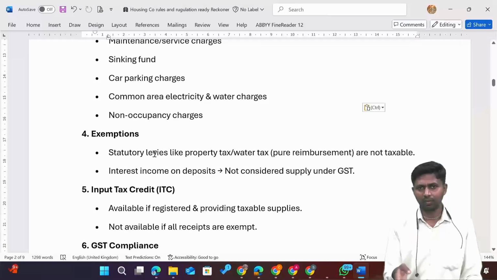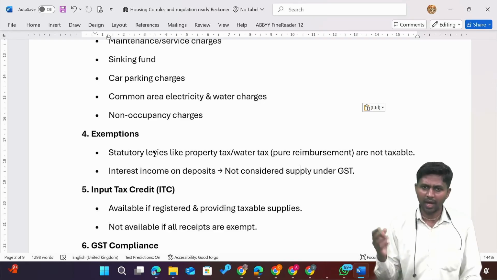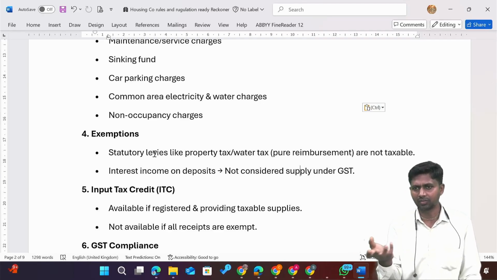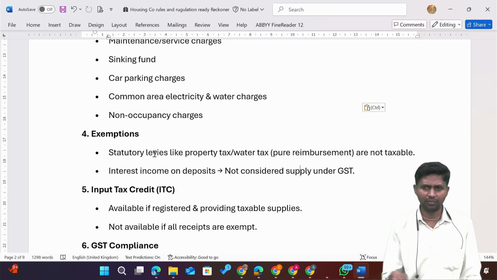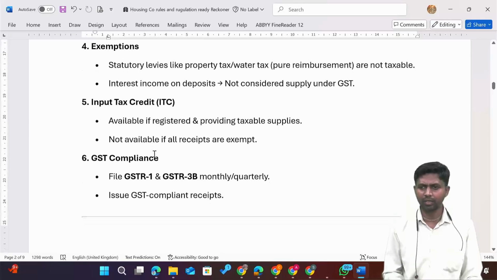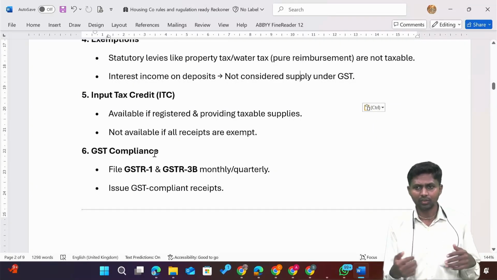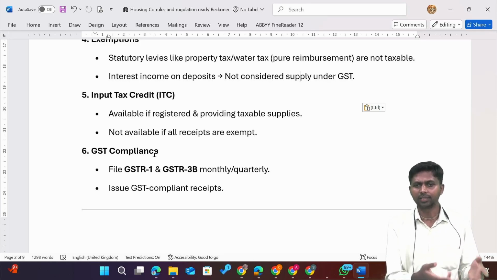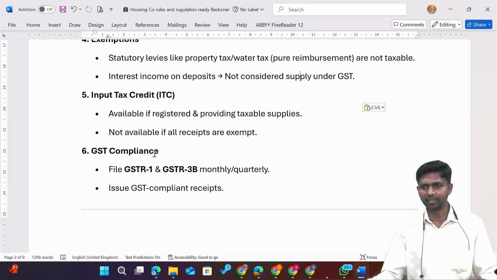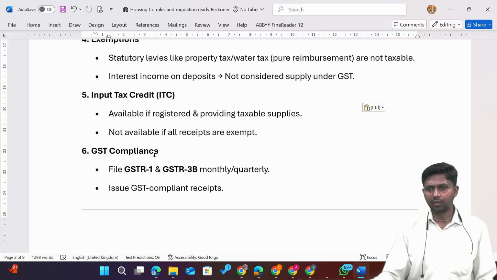Then what isn't included in the turnover? Property tax and water tax, etc. And then the interest income. That means interest on FD, interest on savings bank, that is not at all a supply under GST. Therefore, that is not considered in the turnover limit. Now, can you take the ITC benefit? Yes, you can. If you purchase goods and pay the tax on that, then that ITC is claimable. Then GST compliance, yes, you have to file the returns.